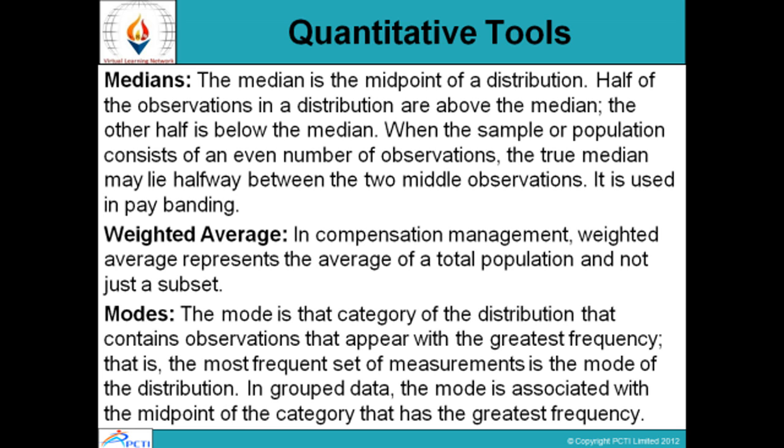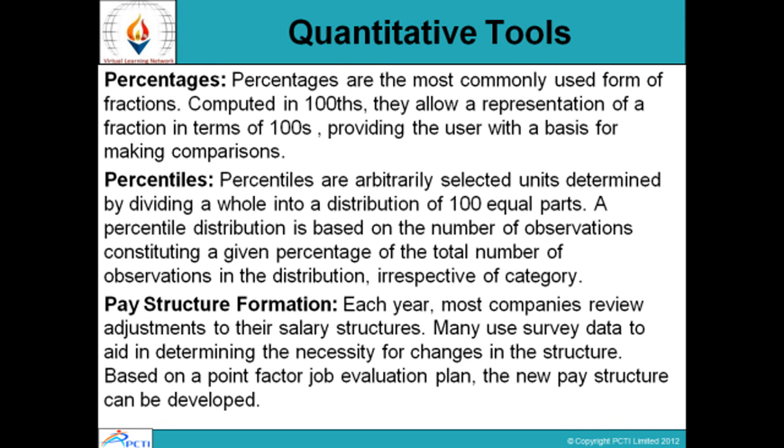Next is weighted average. In compensation management, weighted average represents the average of the total population and just a subset. Modes. The mode is that category of a distribution that contains observations that appear with the greatest frequency, that is, the most frequent set of measurements is the mode of the distribution. For grouped data, the mode is associated with the midpoint of the category that has the greatest frequency.